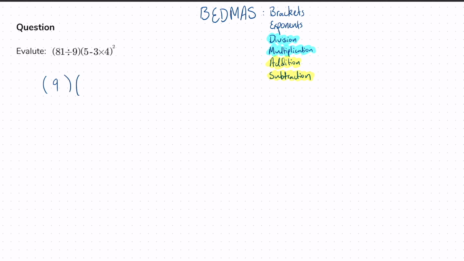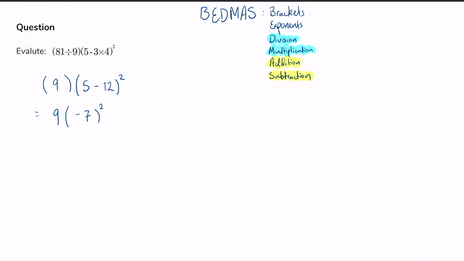Now moving on to the next bracket, I've got 5 minus 3 times 4. So before the subtraction, I have to do the multiplication. 3 times 4 is 12. Now the next thing I'm looking for is still a bracket, right? We've got to simplify that 5 minus 12. So I don't need the brackets around 9 anymore. 5 minus 12 is minus 7. So, minus 7 squared.